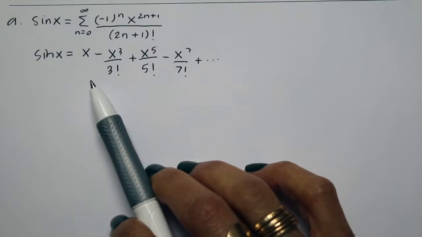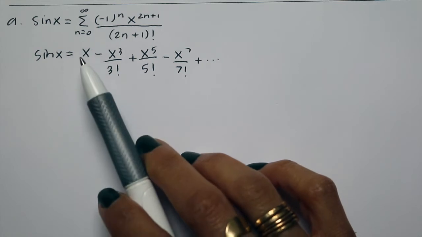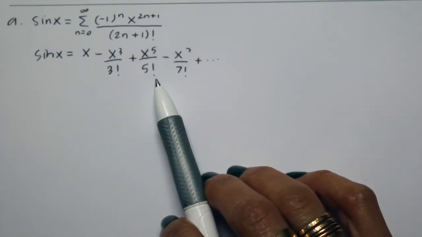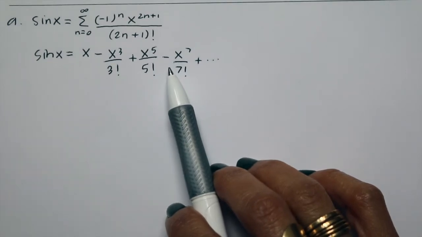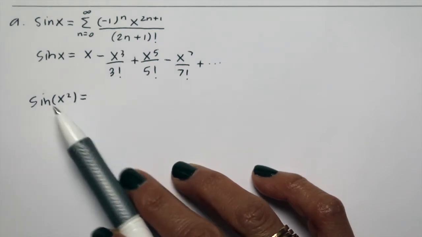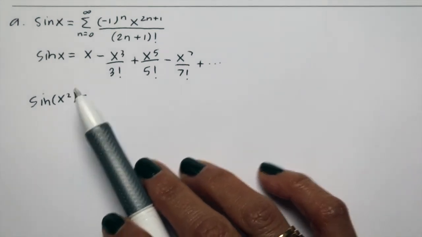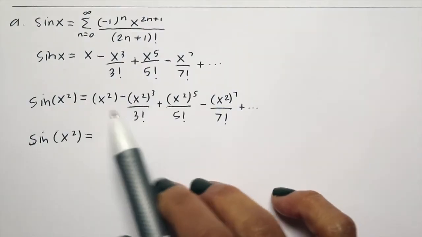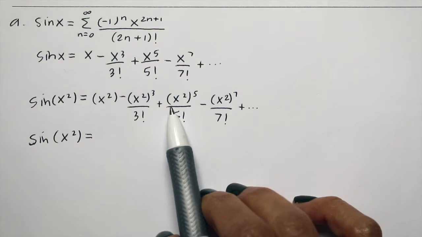Okay, so here's the first four non-zero terms for sine. You have x minus x cubed over 3 factorial plus x to the 5th over 5 factorial minus x to the 7th over 7 factorial. So right here, when you have sine of x squared, it's a composition of functions, so you can just think of taking this x squared and plugging it in for any x that you see in the original sine series. Okay, last step, we're just going to simplify everything and then we'll have our answer.